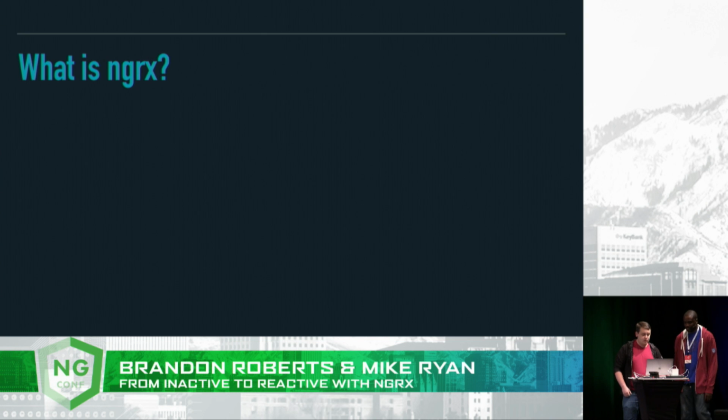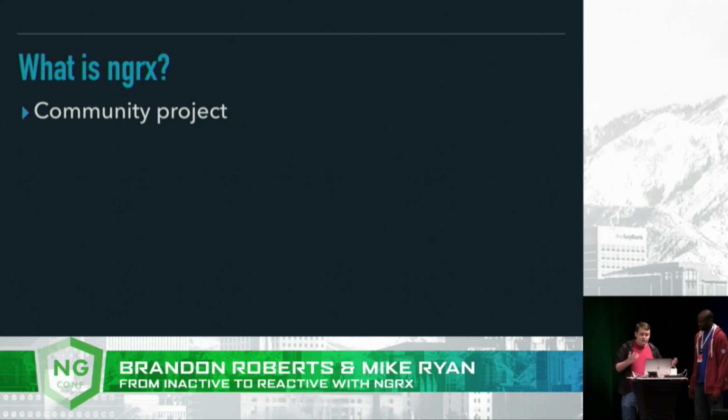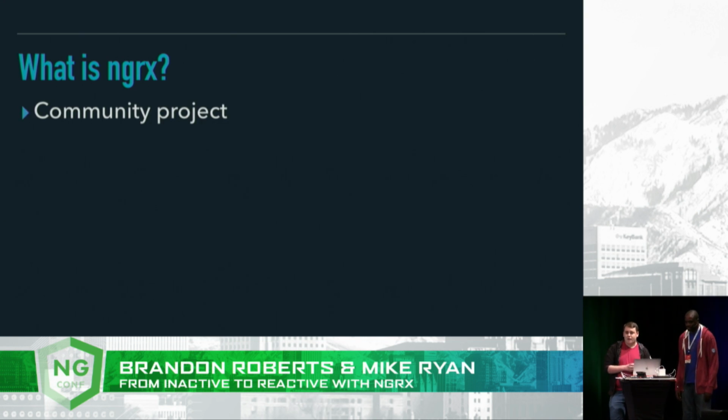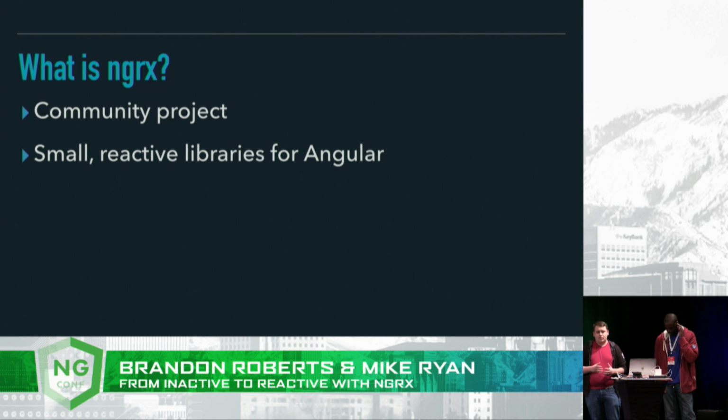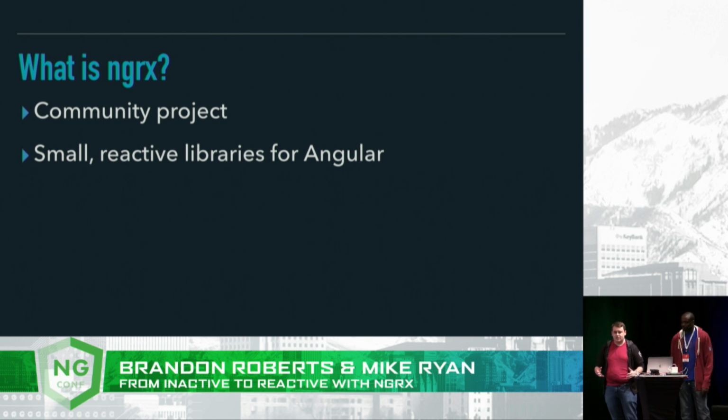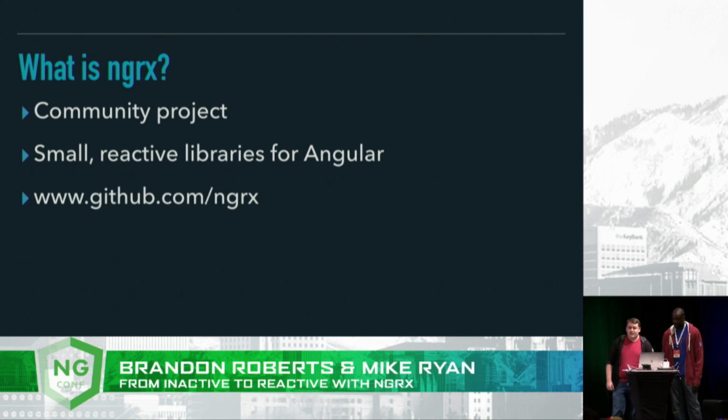And if you want to follow along, you can follow us on ngrx. It's a community project started by Rob Wormald. We build small reactive libraries for Angular. So we look at what are the hard problems when trying to build reactive applications, and how can we build small, concise libraries to solve those problems. You can find us at github.com/ngrx. All of the projects that we're going to be talking about today can be found there.